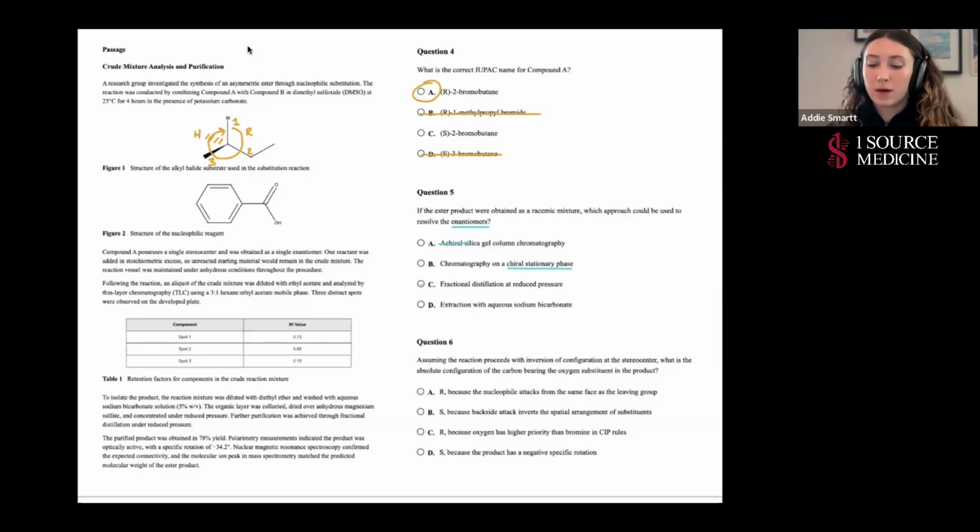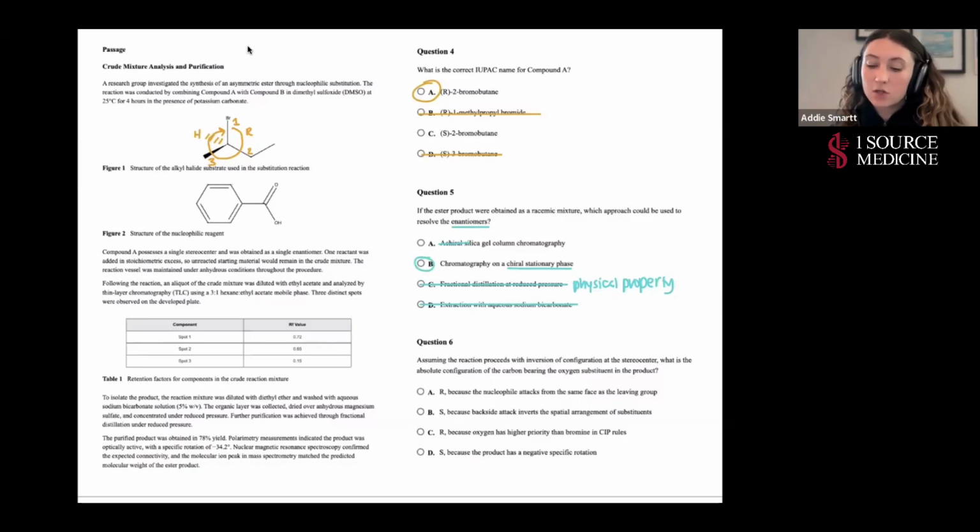Fractional distillation will separate based on boiling point, which is a physical property, not a chemical property. And when we're separating enantiomers, anything relying on physical properties will not help because those would be identical for both of the enantiomers. And for D, extraction with aqueous sodium bicarbonate, again, this would react the same with either. This has nothing to do with the stereospecificity, and so we would have to go with B.